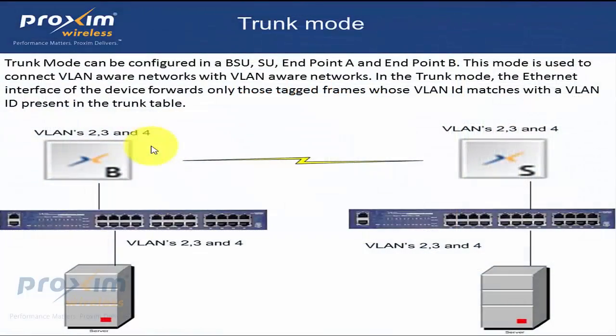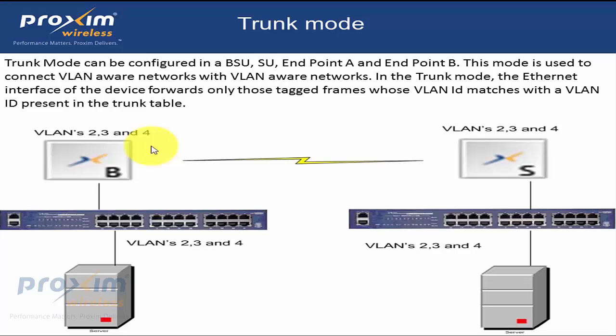Trunk mode can be configured under BSU, SU, endpoint A, and endpoint B. This mode is used to connect VLAN-aware networks with VLAN-aware networks. In the trunk mode, the Ethernet interface of the device forwards only those tag frames whose VLAN ID matches with the VLAN ID present in the trunk table.